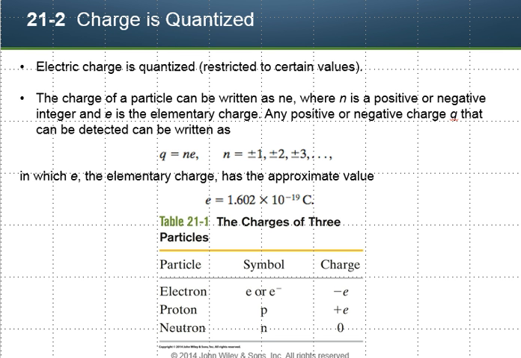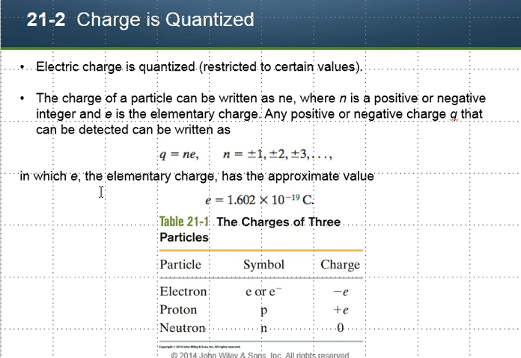Now, I'm lying to you a little bit. We will probably cover this at the very end of the semester. It's a small lie, but you can only have multiples of charge. So any charge must be an integer of the electron charge, either plus 1, minus 1, plus 2, minus 2, and so on. And the elementary charge, which we call e, is 1.602 times 10 to the minus 19 coulombs.